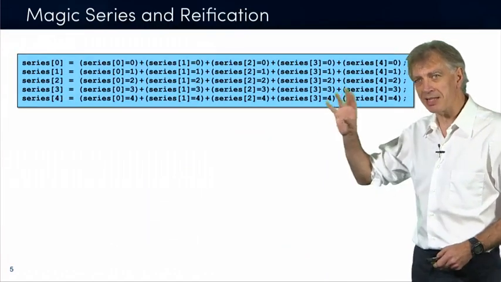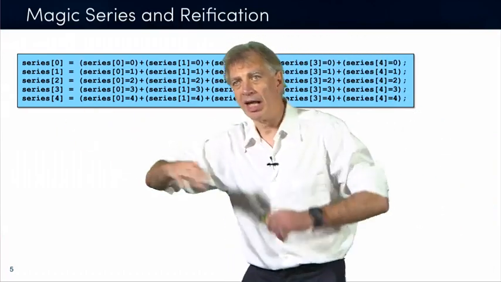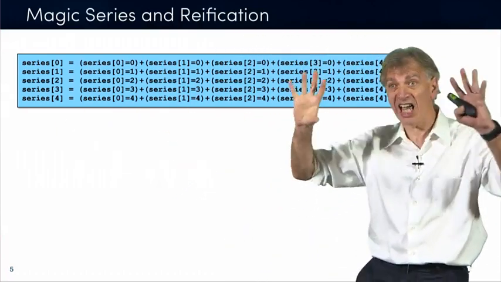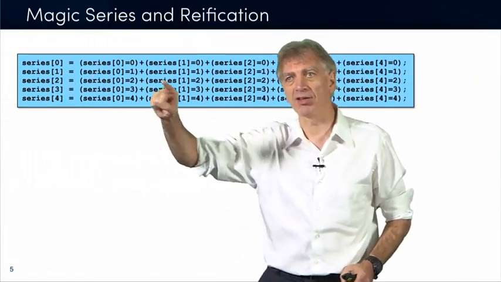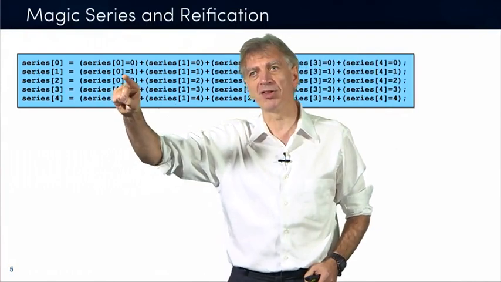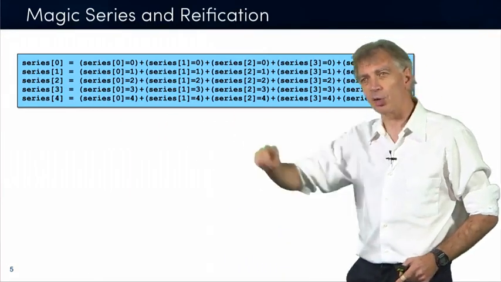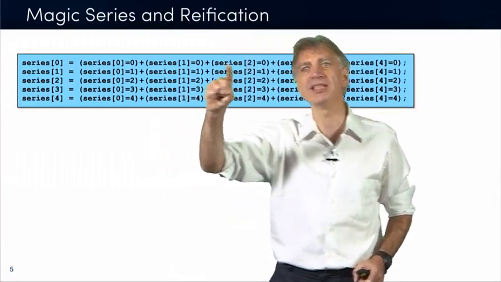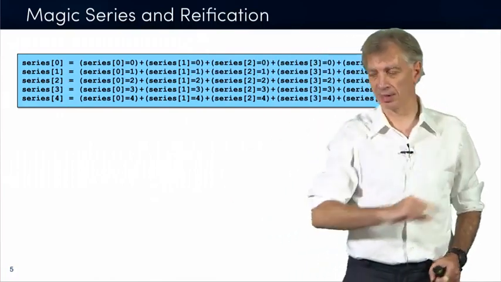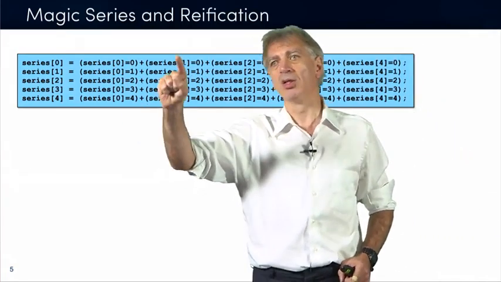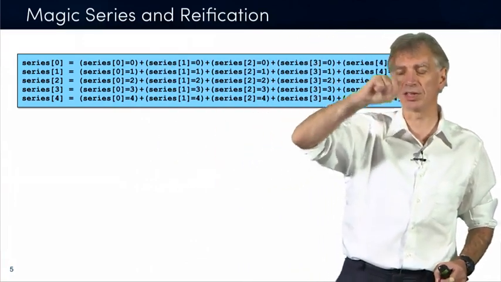So let me explain a little bit how this whole thing works. This is essentially taking the model and unfolding it, so that you see every part of the sum. So you see there series 0 is what? It's the sum of series 0 is equal to 0 plus series 1 is equal to 0 and so on and so forth. So you are testing how many of these variables have the value 0. For series 1, it's exactly the same thing. But now you are testing if series 0 is equal to 1, if series 1 is equal to 1, if series 2 is equal to 1, and so on.